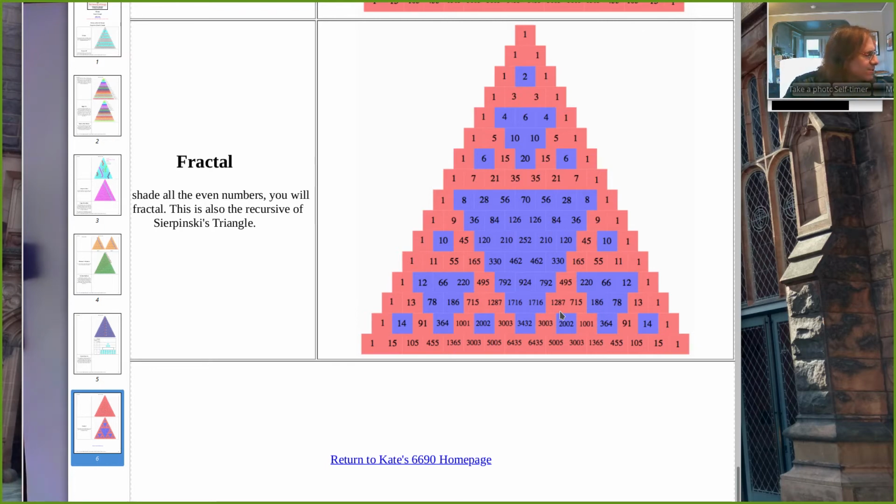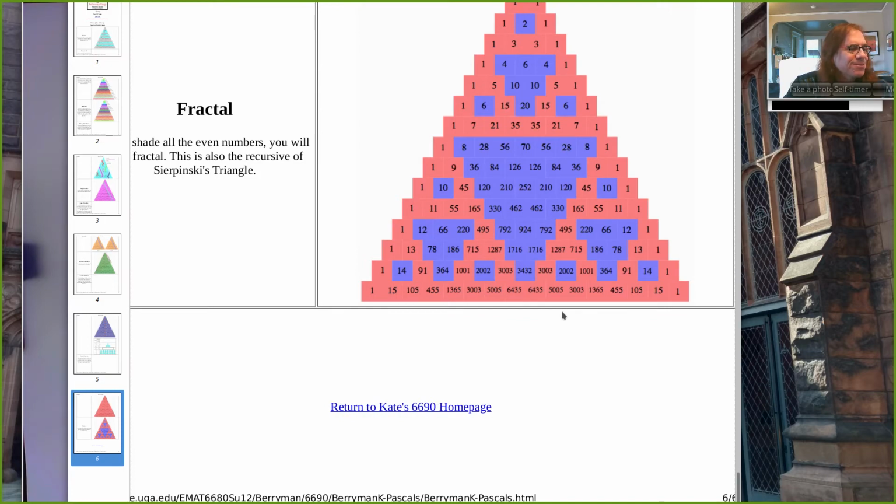How many ways can you subdivide a hypercube in triangles? It sounds like the start of a joke. Or you could do hypertriangles.